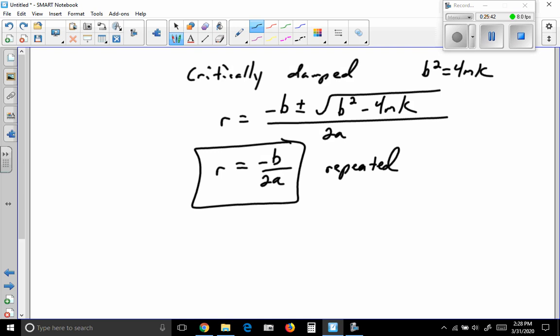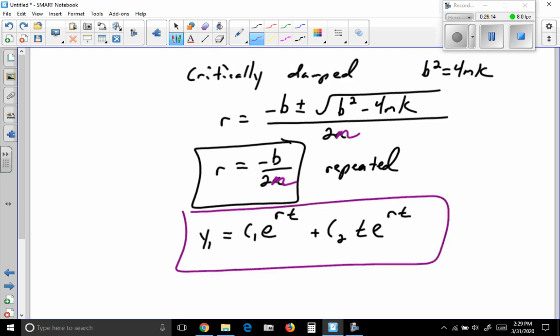So that means our solution is going to be c1 e to the rt plus c2 t e to the rt, where r is given by negative b over 2m. I keep writing a, since I'm so used to the quadratic formula. So if b squared and 4mk are equal, r is just negative b over 2m, and that will be the format of our solution.